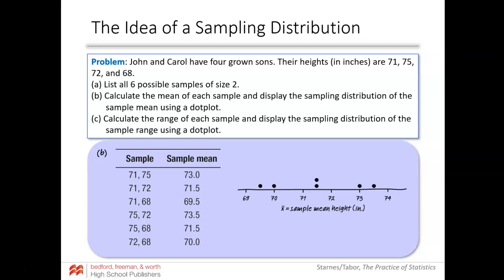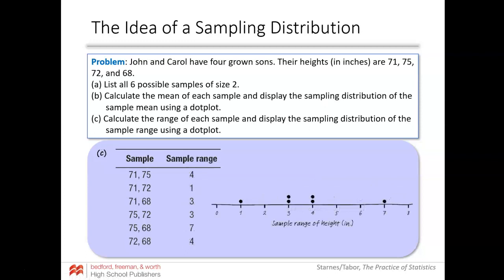Now we're going to do the same idea, but look at a different statistic: the range. Within those samples, now we're going to find the range. Range just means the difference between them, and we know it's not a negative distance. So the ranges are 4, 1, 3, 3, 7, 4, plotted on a different dot plot. Here we have a sampling distribution of the sample ranges.